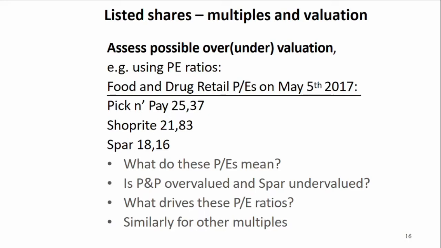In our example, we have three companies that are operating in the food and drug retail sector. These PE ratios were recorded on the 5th of May 2017. So we can see Pick n Pay has a PE ratio of 25.37, ShopRite has a PE ratio of 21.83, and Spar has a PE ratio of 18.16. Before we can assess whether there is possible over or undervaluation, we need to understand what these PE ratios actually mean. So if we look at Spar's PE ratio of 18.16, this means that investors are prepared to pay 18.16 times the firm's earnings per share.